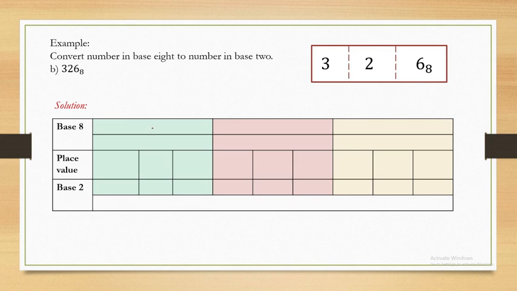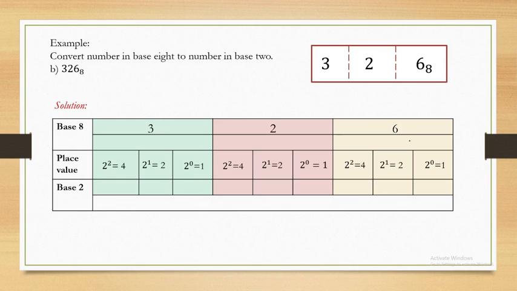Arrange the number here, 3, 2, 6. And then we're gonna determine the place value. Start from the right to the left. For the first group is 2 power of 0 equal to 1, 2 power of 1 equal to 2, 2 power of 2 equal to 4. Then we continue, fill this up.